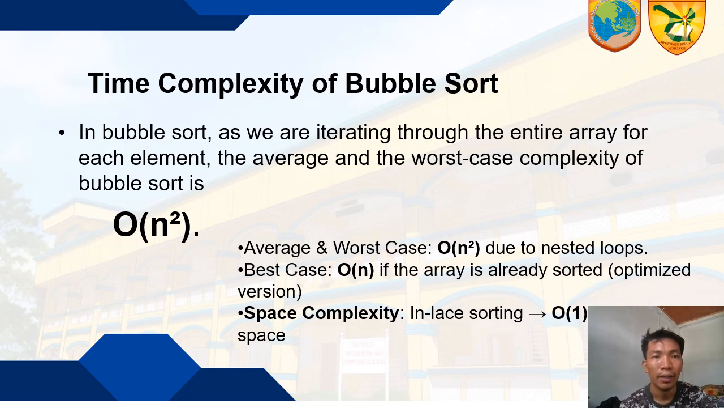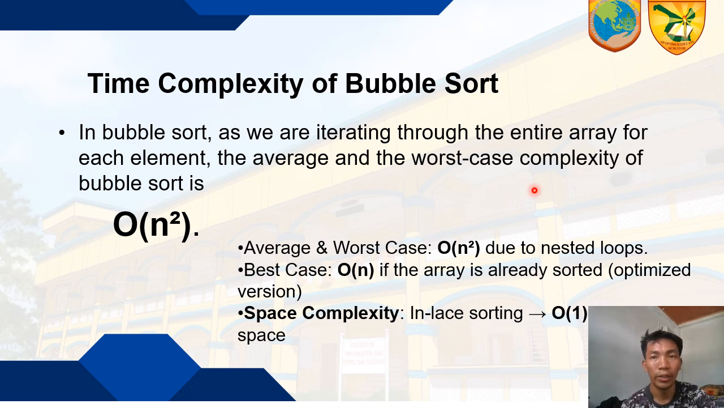Now, in bubble sort, we are iterating through the entire array. You noticed earlier, from the first element up to the next element, until such time it's being compared to the last element and they're being swapped with each other.